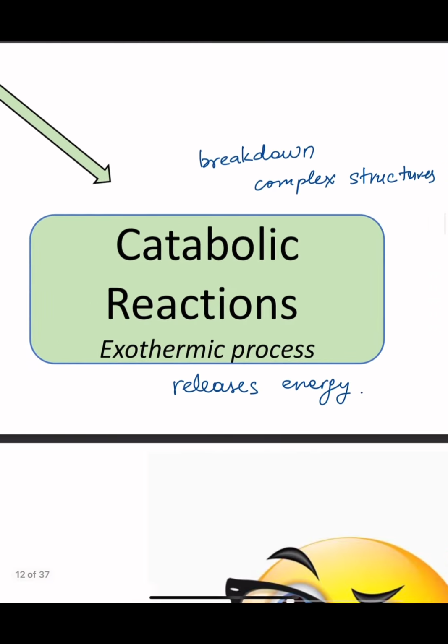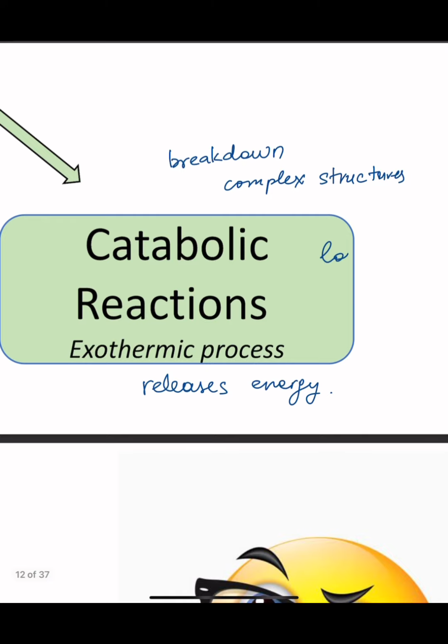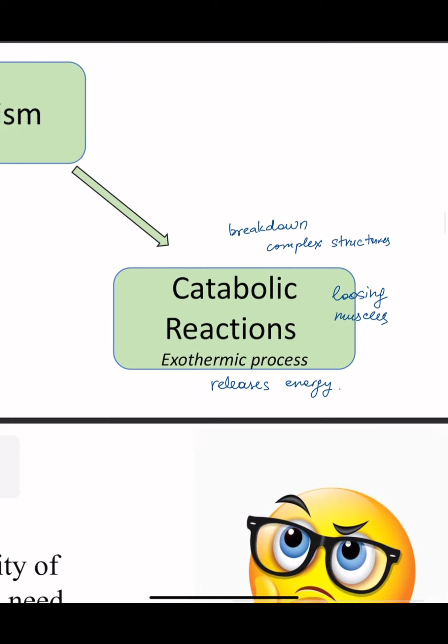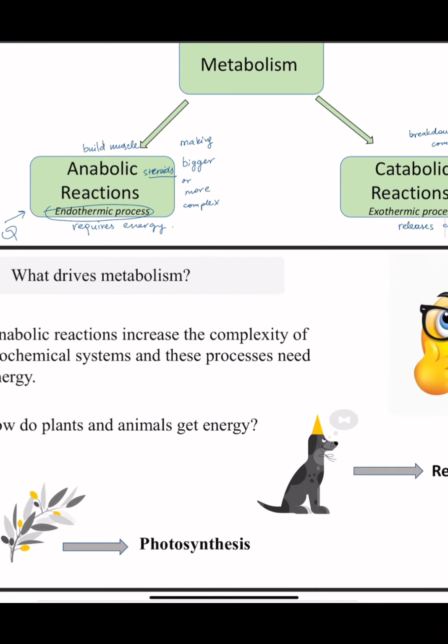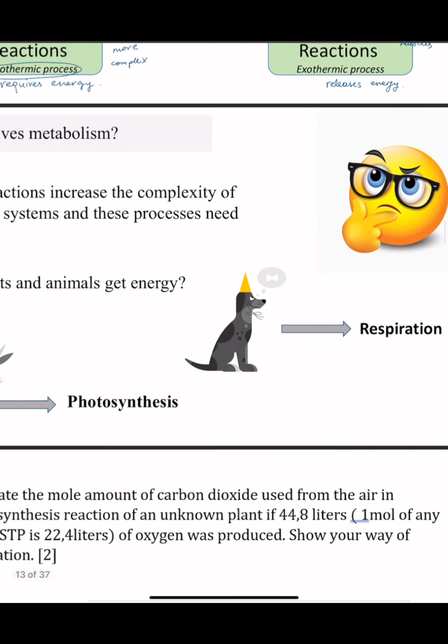While catabolic means that you are losing muscles. When you don't eat enough protein and you exhaust yourself, you will be losing muscles, which is breaking down your muscles. So when it breaks down, you release energy in terms of sweat and heat. So that's how it happens. Now, we talked about photosynthesis and respiration.